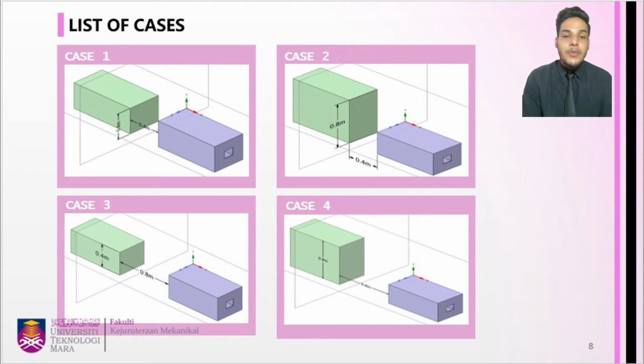and model room. For the last case of the study, the upstream object will be the same size as the second case, but the distance between upstream object and model room will be 0.8 meter in length.